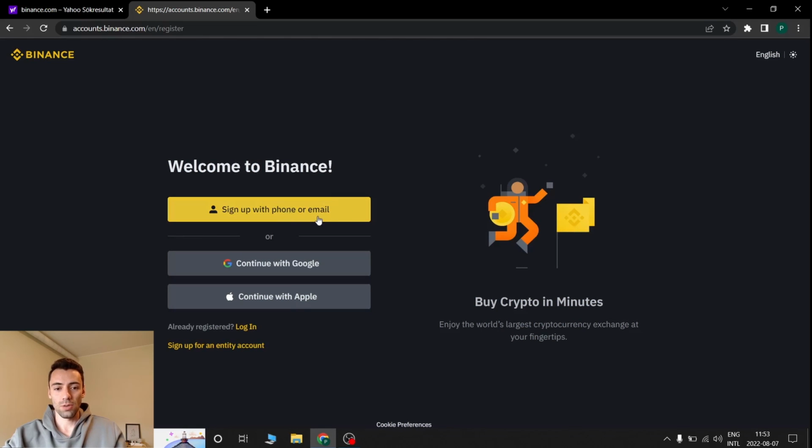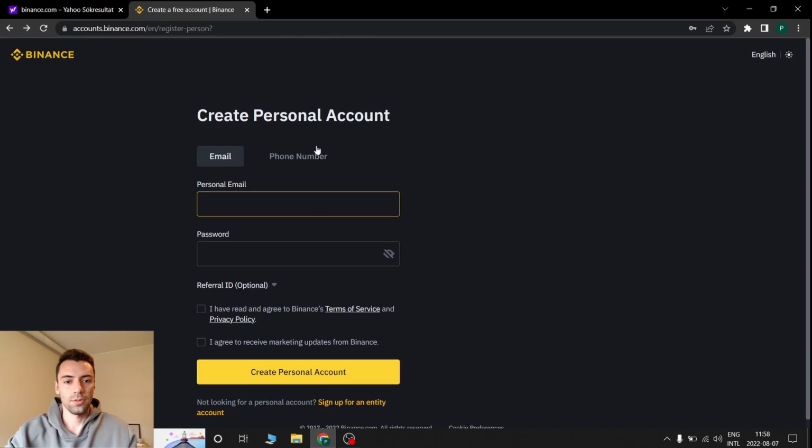We want to sign up with phone or email. So now we want to create our personal accounts. Let's create a personal email actually. So I recommend you to use a specific email account for your Binance if you want to trade. Don't use a regular email that you send or give in your, I don't know, school, job, or whatever like this. So I'm going to, for example, give this email account.